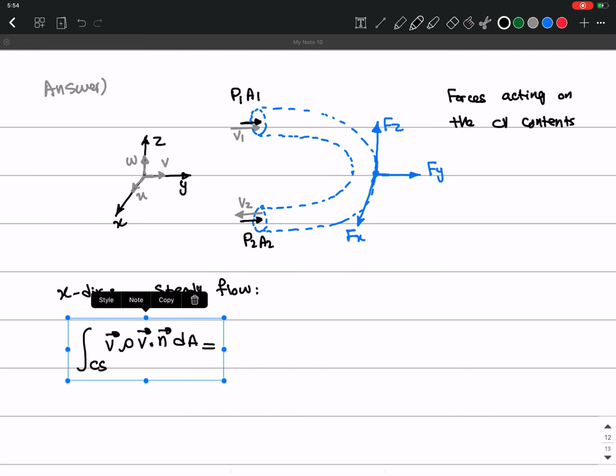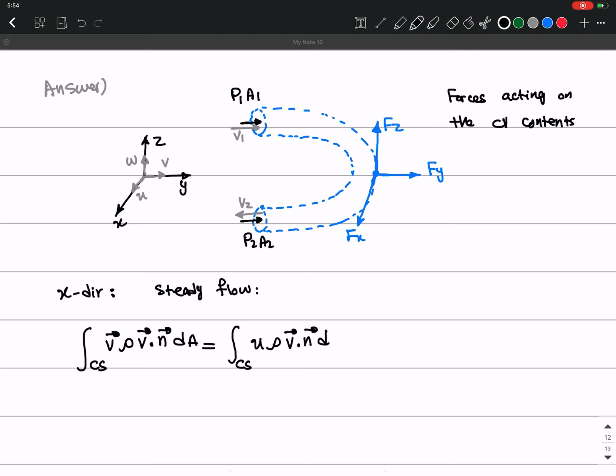And because I'm in the x direction, the first term is going to be u. So it's going to be the integral over the control surface of u rho V dot n dA, which equals the sum of the forces in the x direction. Remember, x direction is in this direction, right? This is the x direction.